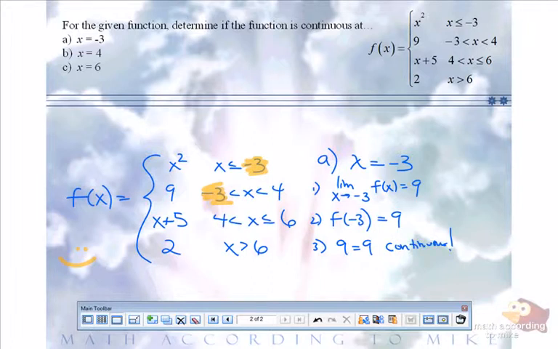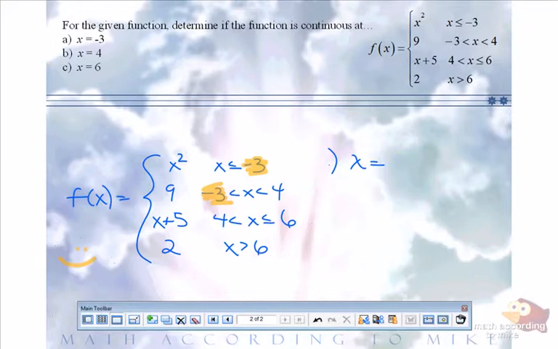Let's try part B, x equals 4. So let's start with the limit. Notice these 2 parts of the graph deal with x equals 4. If we plug in 4 into this part, the left-hand side, what would we get? 9. If we plug in 4 to the right-hand side, what would we get? 9. So what does the limit equal?